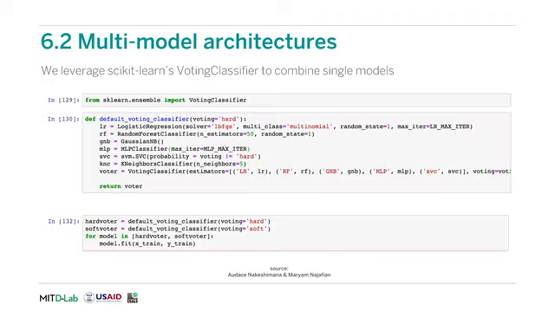We use scikit-learn's voting classifier to combine single models and train them all at once. The code snippet shown here shows the models that we used and how we trained the voting classifiers on our data.